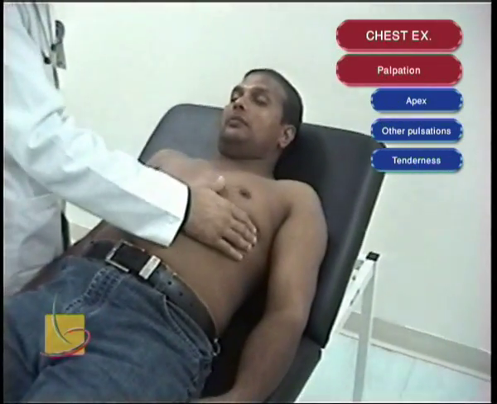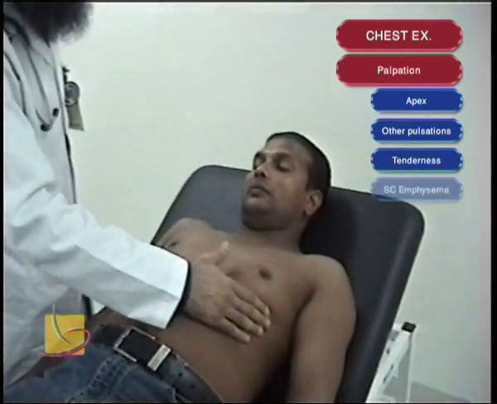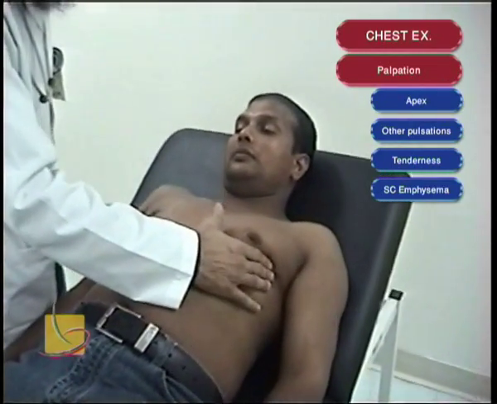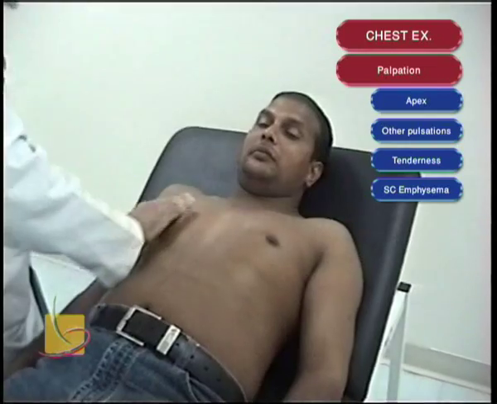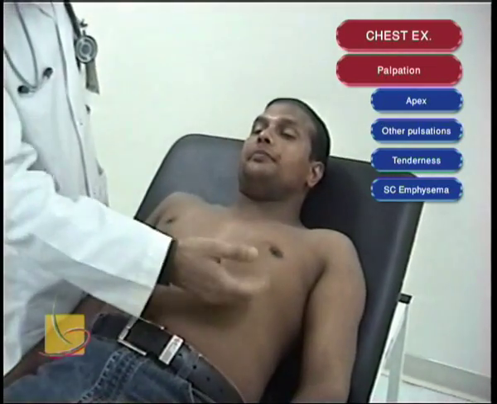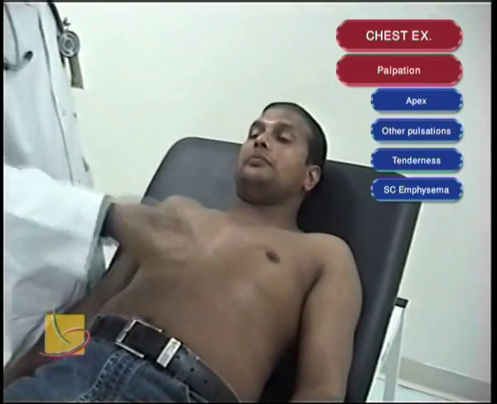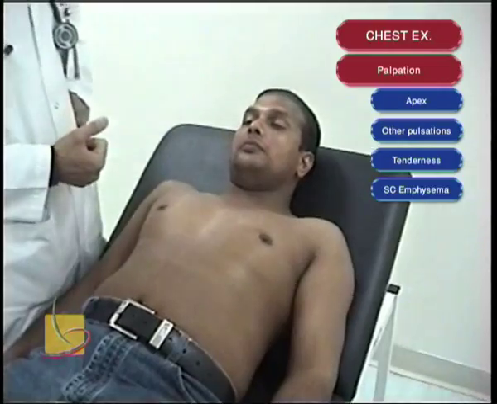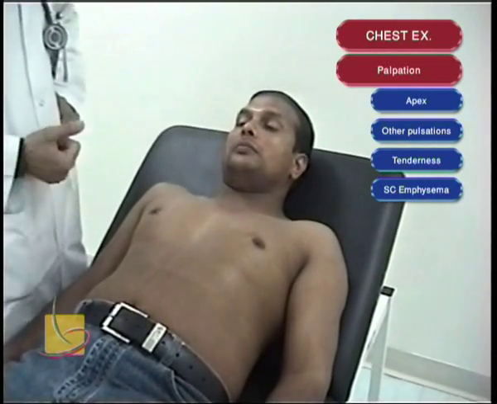Sometimes you will be able to feel the so-called subcutaneous emphysema, a crackling sensation when you palpate like this, on the lateral side or even anteriorly. Subcutaneous emphysema is a serious sign. It indicates that the air has escaped from the lung to the subcutaneous tissue, which is not a good sign, of course. And then, what else?